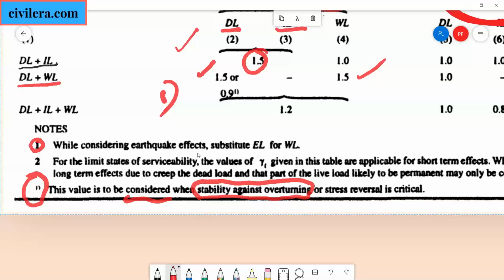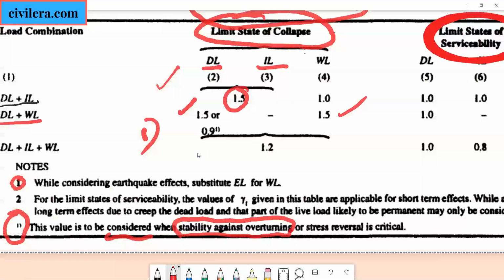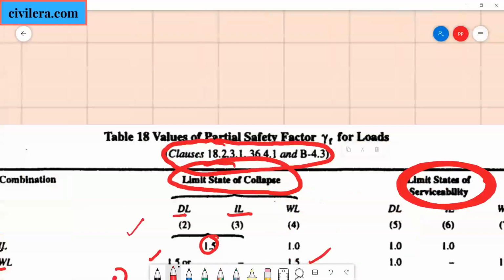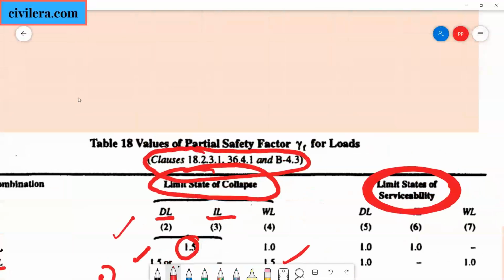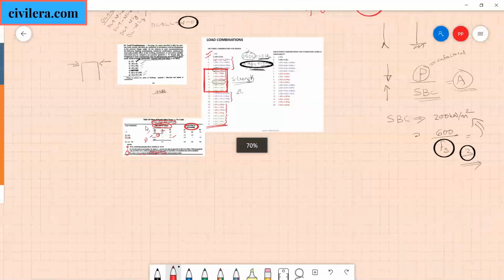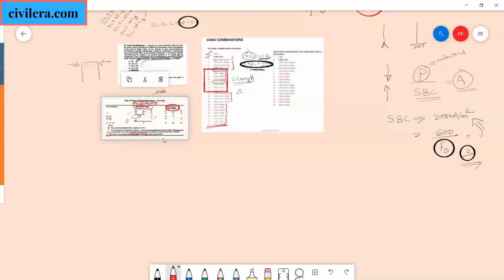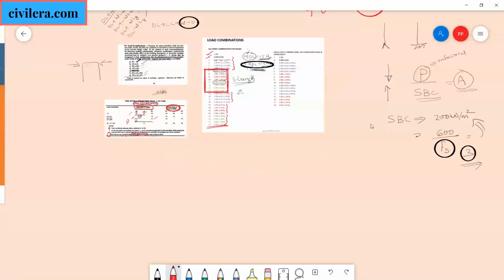So what is stability criticality? We have already seen that. And what is stress reversal criticality? We are going to see now. So anyone here who can tell me what is stress reversal and its criticality? Some of you have 2 years experience, I guess, or 1 year, 1.5 years experience. So anyone who has come across stress reversal, please, you can unmute and talk about what you know about it. No?